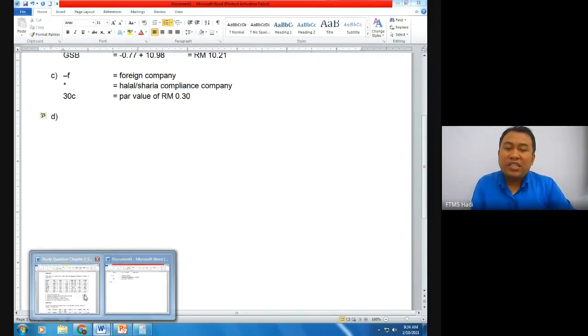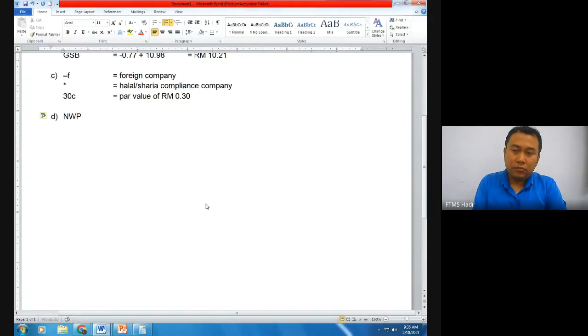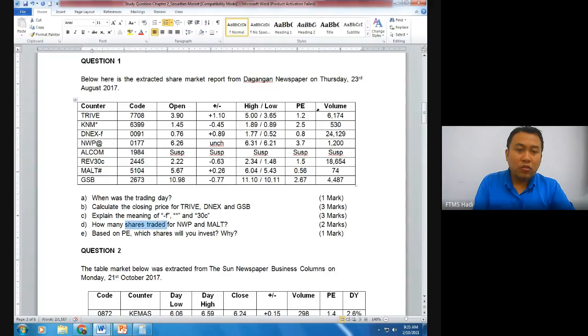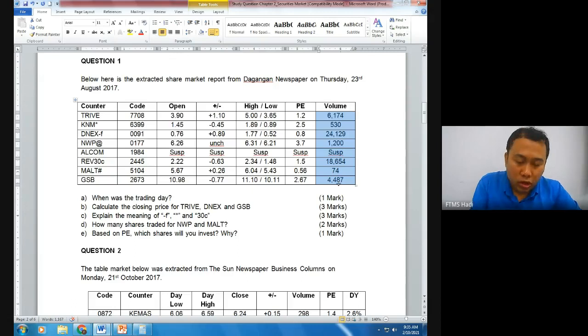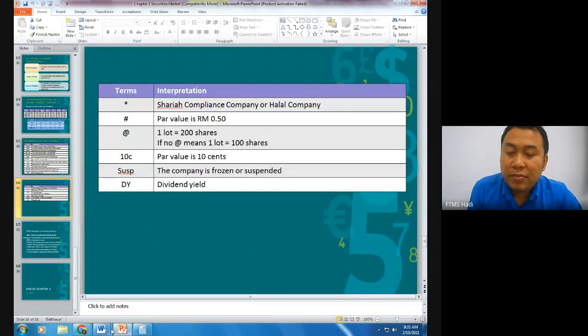Okay, question D, how many shares traded for NWP and MALT? So they're asking for two companies, NWP and MALT. How many shares traded? That means you are referring to volume. These volumes are quoted in lots. Usually one lot is equal to 100 shares. But you see here, these have the A sign. Remember in the notes, A sign means that one lot is equal to 200 shares. That means you need to double up.